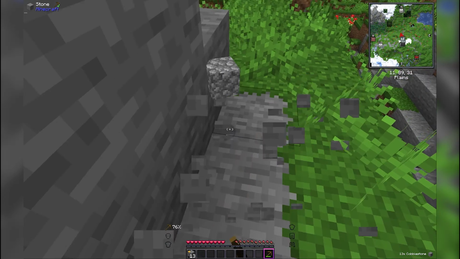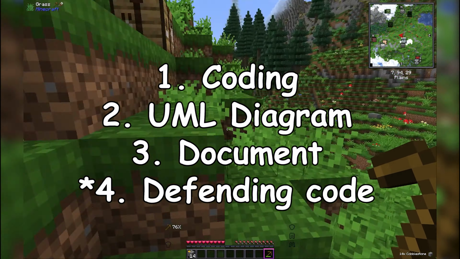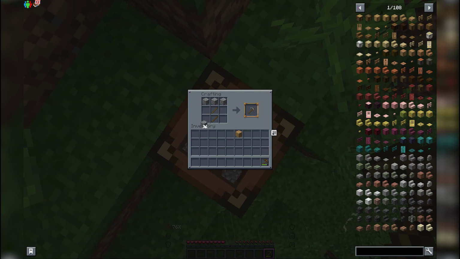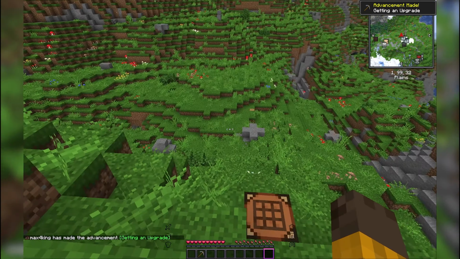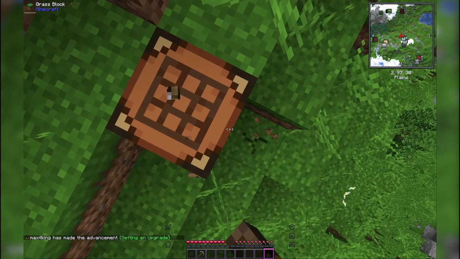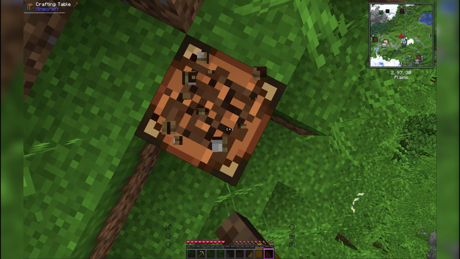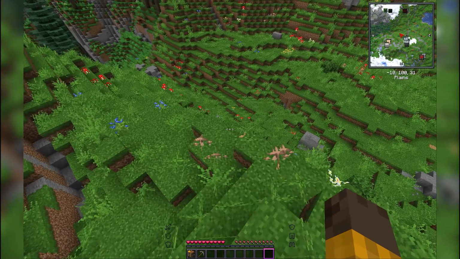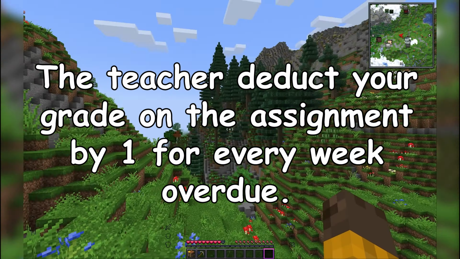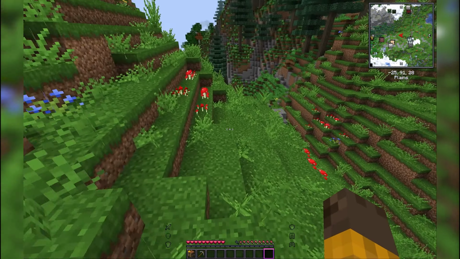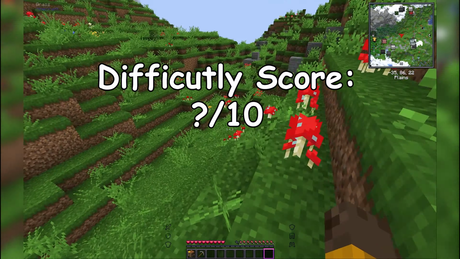And the assignments contain a coding part, a UML diagram, and a document. Note, you should use Java 7. This will become important in the last assignment as you will realize the API to access the SQL is deprecated on Java 8. And the assignment on this subject is pretty lenient compared to the others. The penalty for missing the assignment deadline is a decrease in grade by 1 until you hit grade 1 and fail. Score difficulty 4 out of 10.